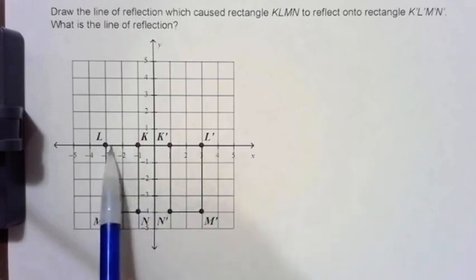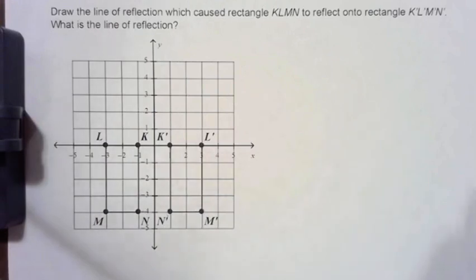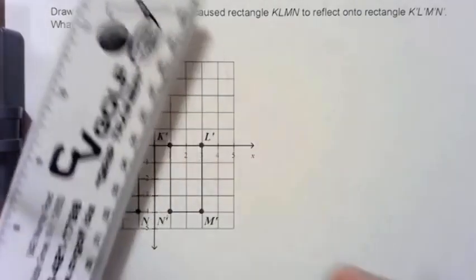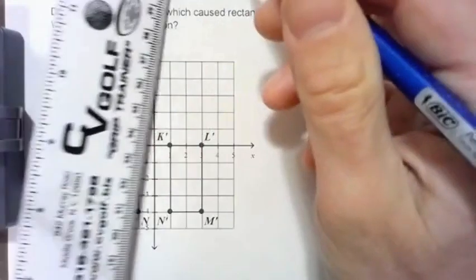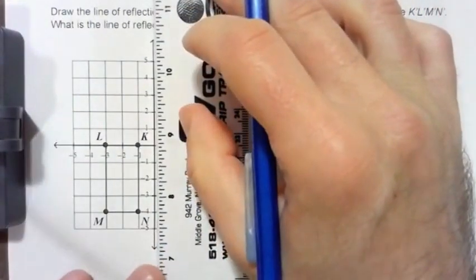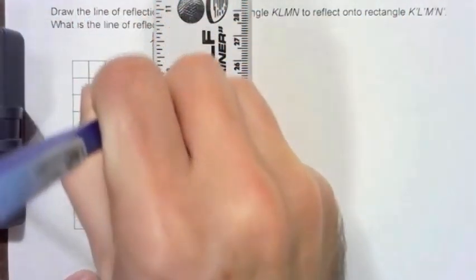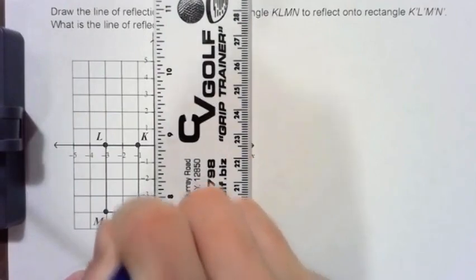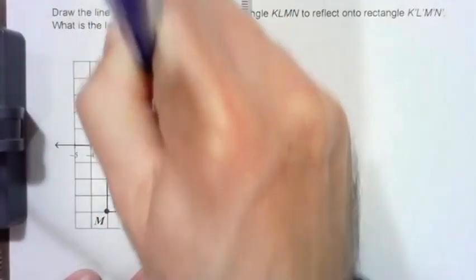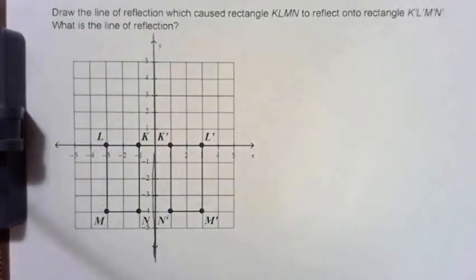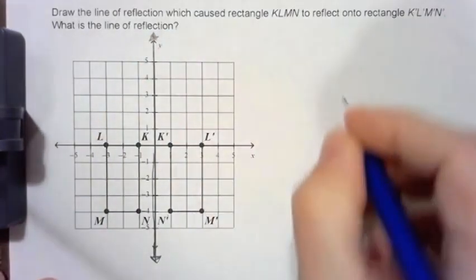Notice that a couple of the points here and a couple of the points here are actually on the x-axis. Well, the way that we went from this rectangle, the pre-image, to this rectangle, which is the image, is by reflecting over this line right here, which is your y-axis. All right, so I can easily draw that in there. All right, draw the line of reflection. There we have it. Okay, I'll try to make it a little darker on my paper here so that I can see it better. But this line right here, this is your line of reflection.